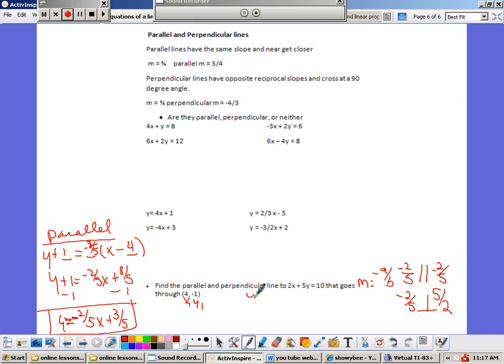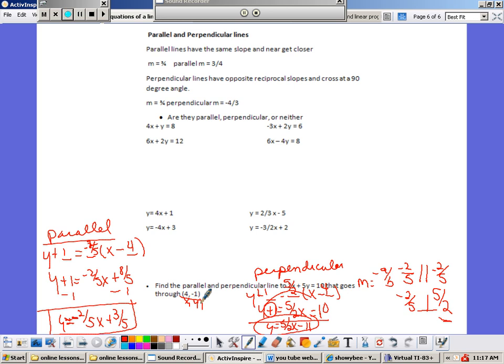Now, perpendicular. y minus blank equals blank times x minus blank. This is my perpendicular. But this time I'm going to use the slope 5/2 because that's the slope of the perpendicular line. I'm still going to put in the 4 and the negative 1, and I get y plus 1 equals 5/2 x minus 10. Move my 1. I get y equals 5/2 x minus 11. There's my perpendicular that goes through this point to this line.